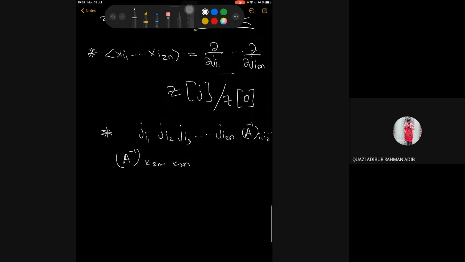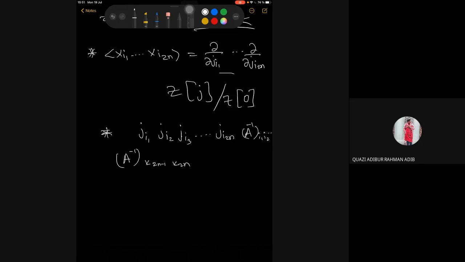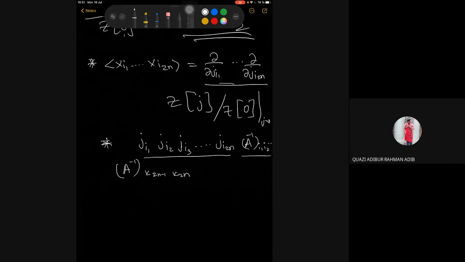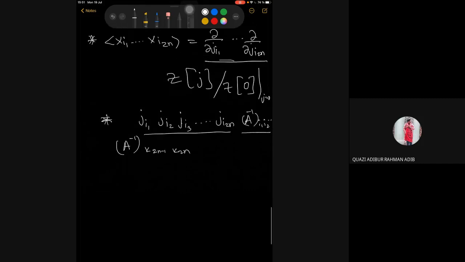Remember, we're setting j to 0. The only way my terms survive is if I get rid of all j's by taking derivatives. That is, if all my j's are killed by the derivatives and we are left with A inverses, only that part of the function survives.